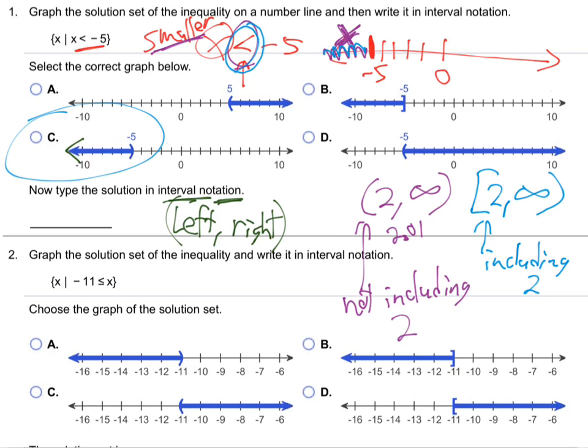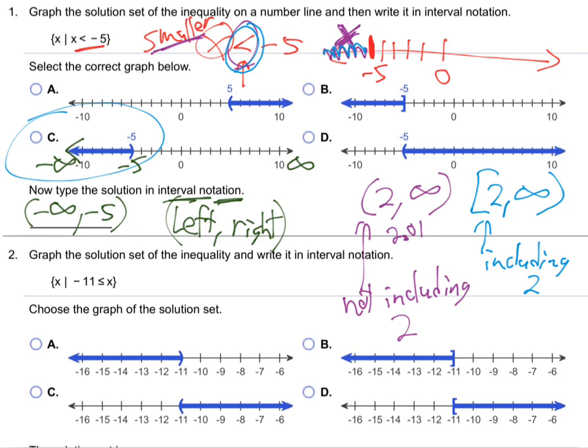Well, the right forever is infinity. What's the left forever? Negative infinity. What's the right edge of that chunk of shading? The negative 5. So it'd be negative infinity, comma, negative 5, parentheses on both, because we're not including either endpoint.